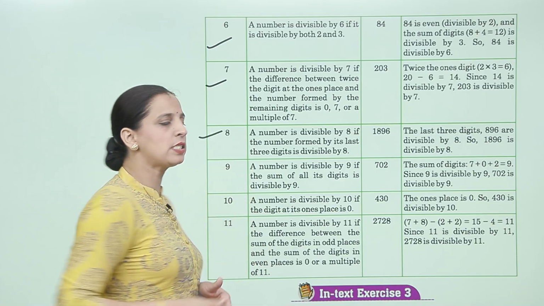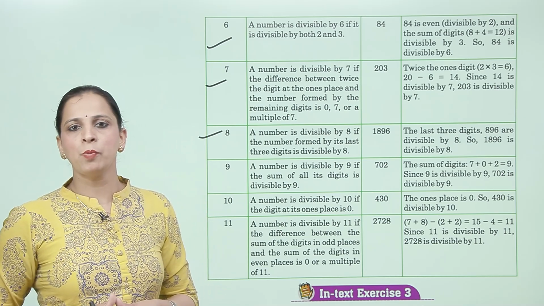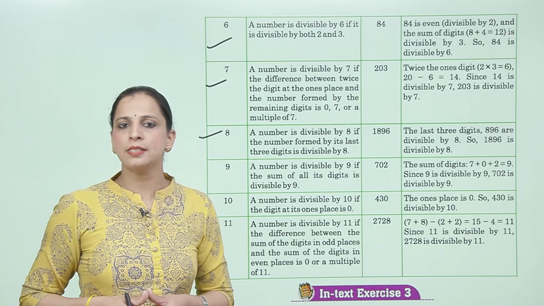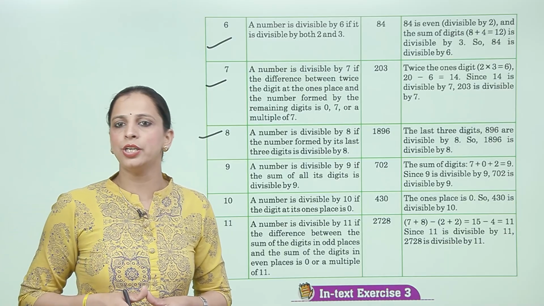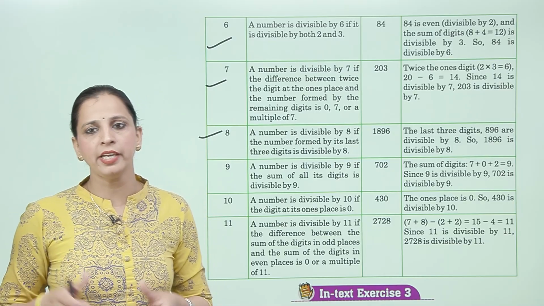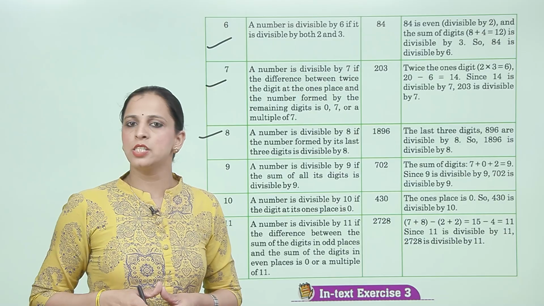Now 8. A number is divisible by 8 if the number formed by its last three digits is divisible by 8. 1896. The last three digits 896 are divisible by 8, so 1896 is divisible by 8.